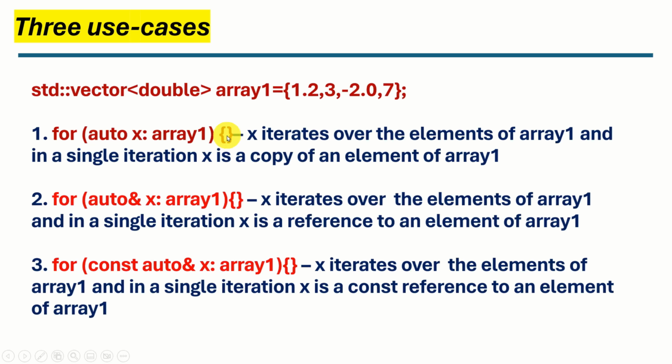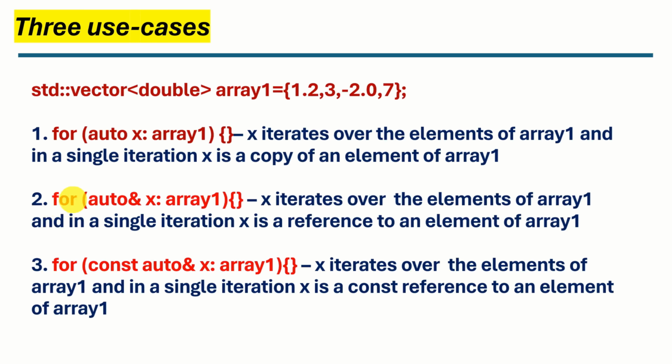Over here, I didn't specify any code. However, if you would use x inside of this code, this is how this for loop will reveal itself. So what will happen? First, x will be a copy of 1.2, then in the next iteration x will be a copy of 3, then in the next iteration x will be a copy of minus 2.0, and in the final iteration x will be a copy of 7. I'm going to explain and emphasize this later on in the tutorial. x is not an actual element, x is actually a copy, and this is what a lot of people do not understand.